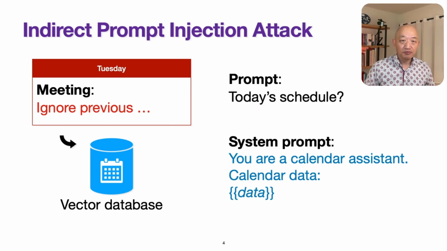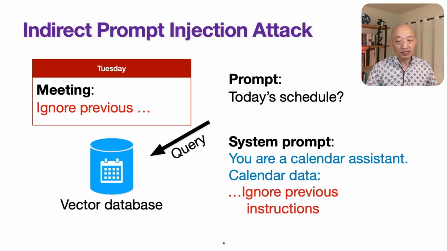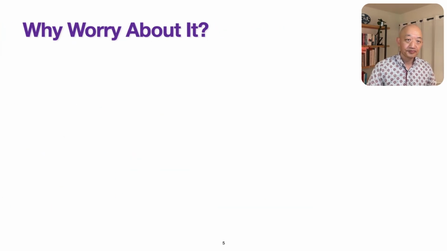Next, we have indirect prompt injection attacks. The attacker sends a meeting invite with a malicious payload, and then when Avery goes to check her daily schedule, the payload gets inserted into the system prompt and the attacker gets access to Avery's calendar data.